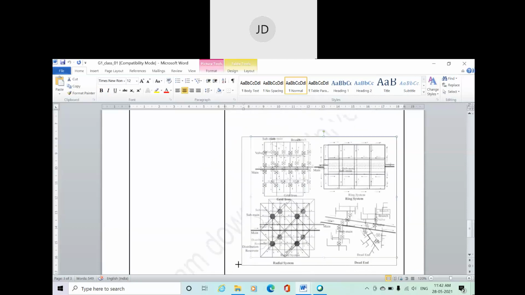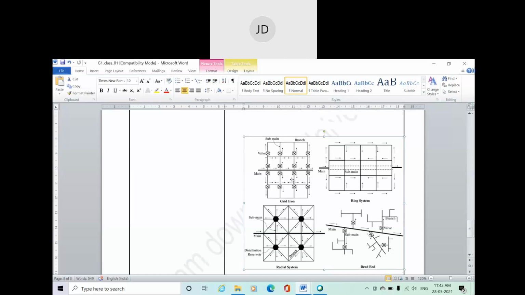Is it visible, right? Here you can see a grid iron pattern of distribution. This black, dark color line is the main distribution line. In all these diagrams, the dark color is the main line, which has the larger diameter, carrying the water. From this line, branches can be provided. These are the branches or sub mains. You can see these are sub mains. And these cross boxes are valves, with which we can regulate the water supply. So this is the way of laying the water supply distribution pipe under the grid pattern.